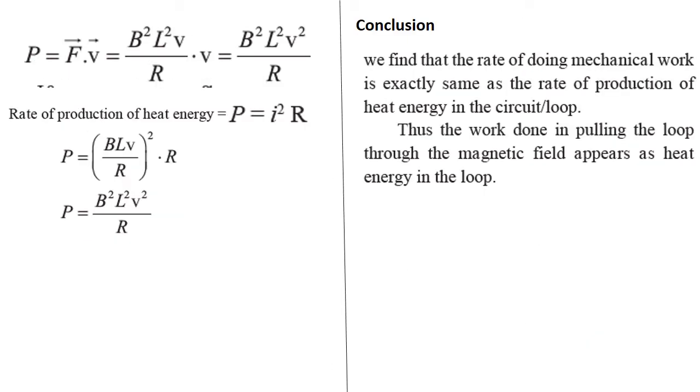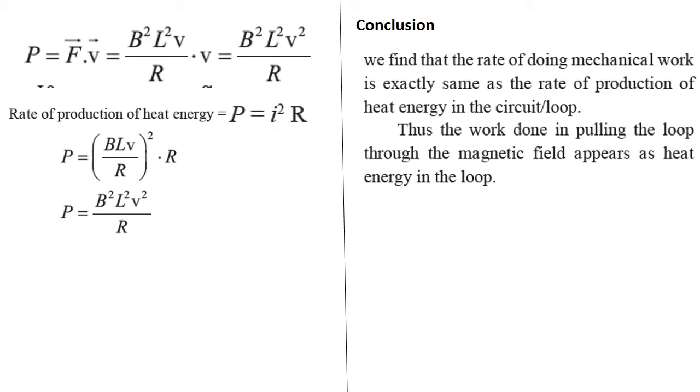We know that power is a scalar product of force and velocity. Substituting the magnitude of force as B square L square V upon R and multiplying with velocity V, we get the power generated equal to B square L square V square upon R. Therefore, the rate of production of heat energy is equal to I square R. So substituting the value of I square as B L V upon R bracketed square and multiplying it with R, we get the rate of production of heat energy as B square L square V square upon R.